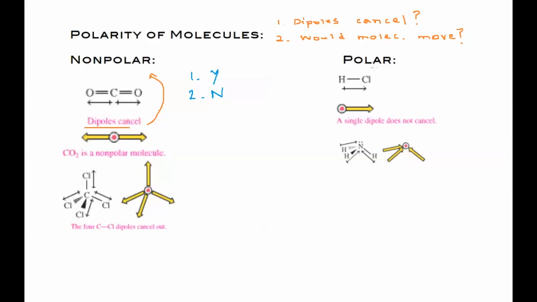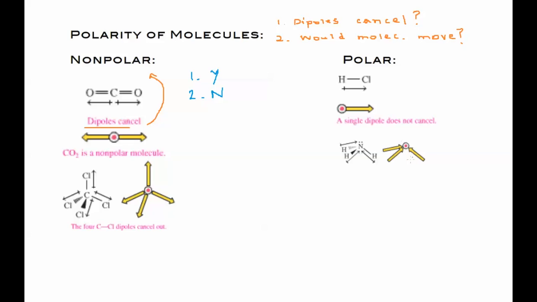All right, let's look at a polar molecule example. I've got HCl. Since Cl is more electronegative than hydrogen, the arrow is going in this direction. So if you imagine, you've only got this one force. Does the dipole cancel? The answer is no, it does not cancel. There's no force going in the opposite direction. The second question, would the molecule move? Well, yeah, if you've got only one thing pulling in this direction, the molecule would move.